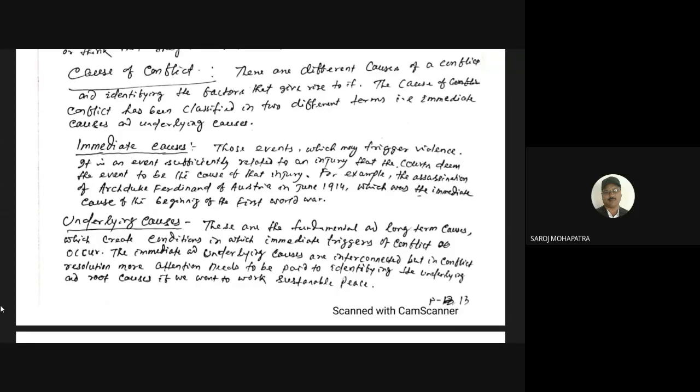Then what is an immediate cause? Those are events which may trigger violence.